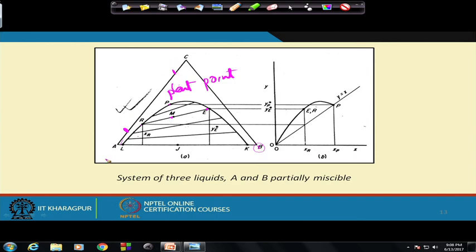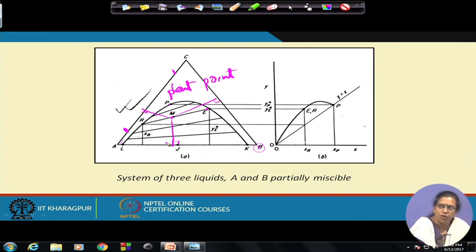And another thing I would like to mention is that for any point inside the triangle, we can know the proportions of A, B and C. How can we know it? We know that the sum of the perpendiculars dropped from this point on the three sides equals the altitude. So, what do we do? We assume that the altitude is 100%.